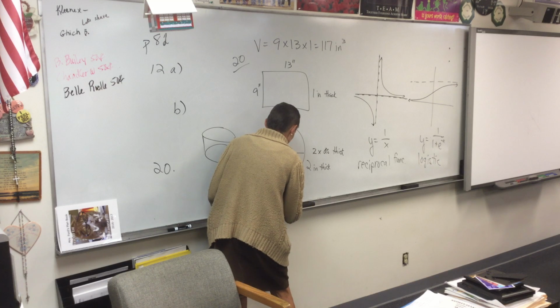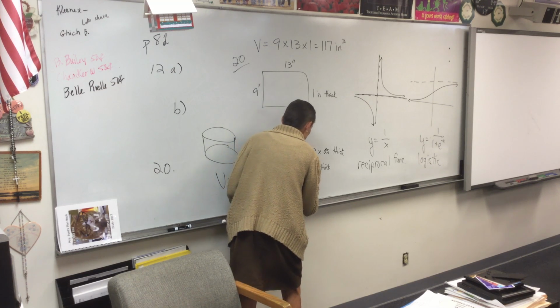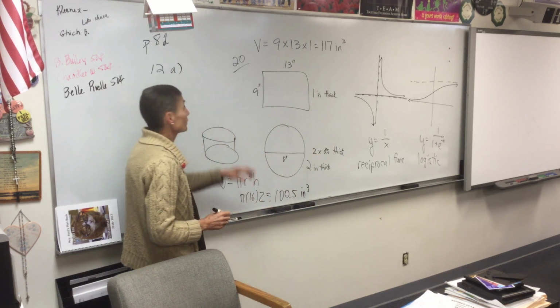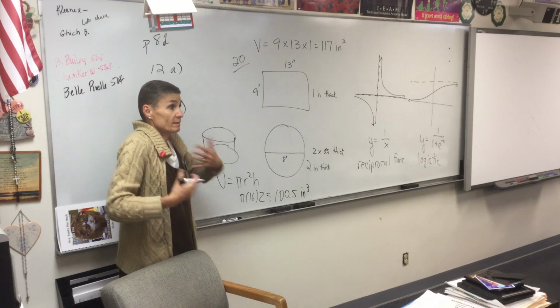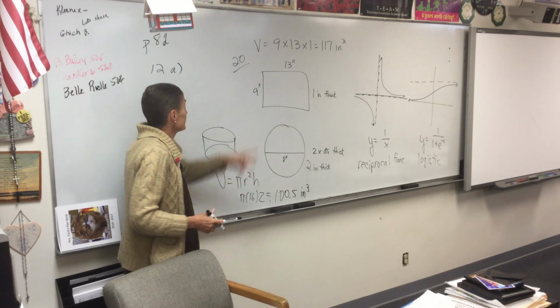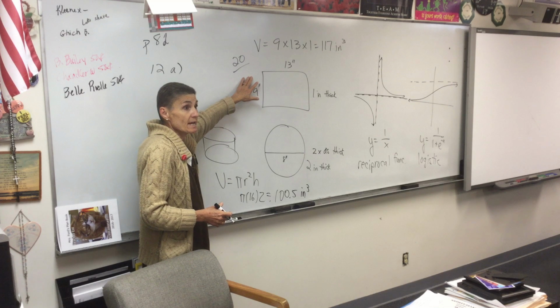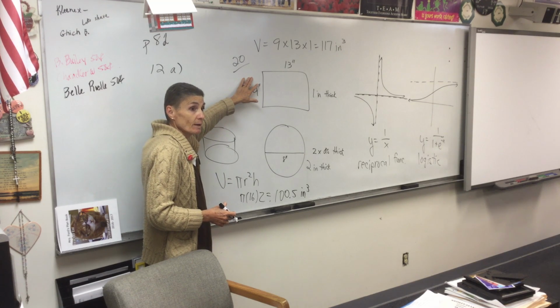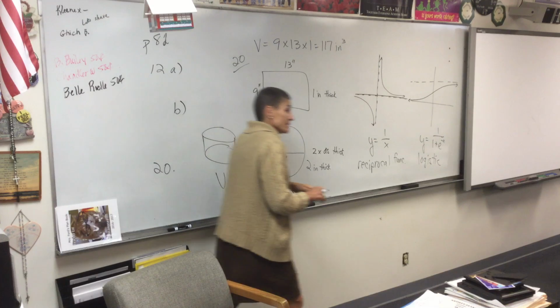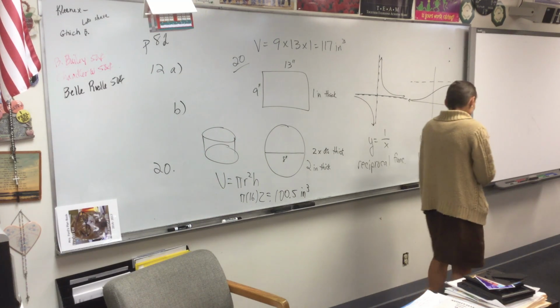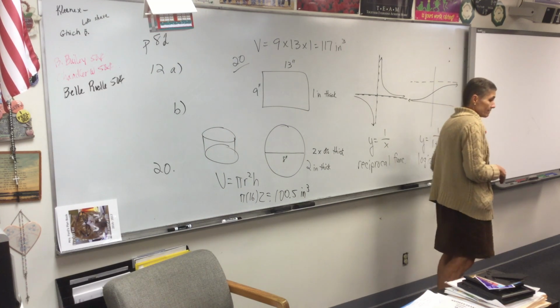100.5 cubic inches. So the cake I want to buy, if I want to get the most for my money, is the rectangle. Right? Okay, so I'll see you tomorrow and we will pick back up where we left off. All right, have a great day.